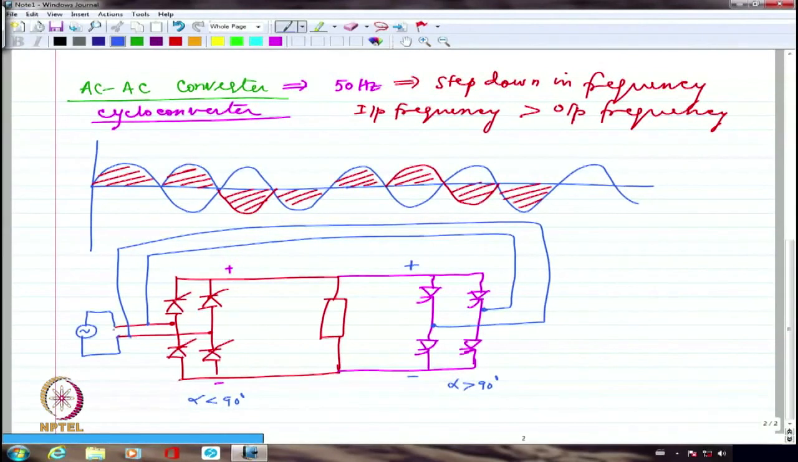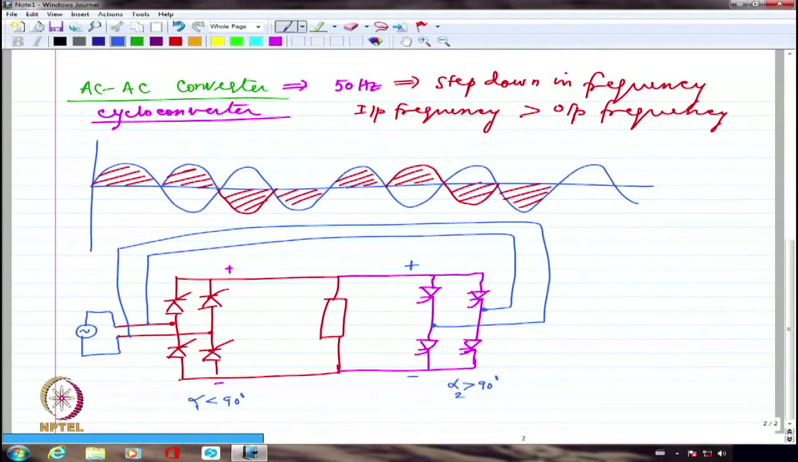Cycloconverter is no different from the dual converter as far as the circuit diagram is concerned. Only difference is, in dual converter, we were operating one at alpha less than 90, the other one at alpha greater than 90, and we were making sure that alpha 1 plus alpha 2 equal to 180. This was the control that we wanted to have, if you may recall. So that the average voltage across this and the average voltage across this, averages are the same, not the instantaneous values. They were different, right?